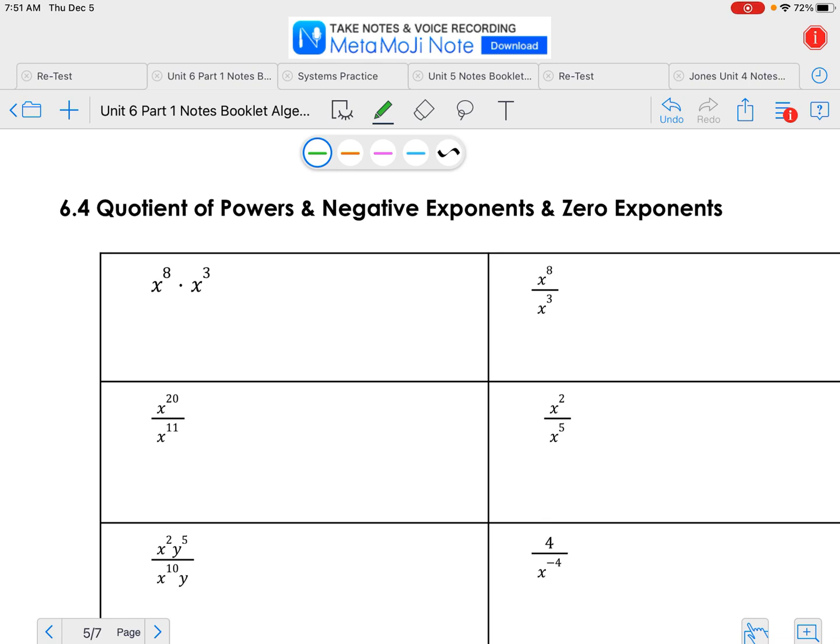To our last rule, which is the quotient rule. Quotient is the answer to a division problem, so we're going to divide them today. So let's remember what happens when we multiply.